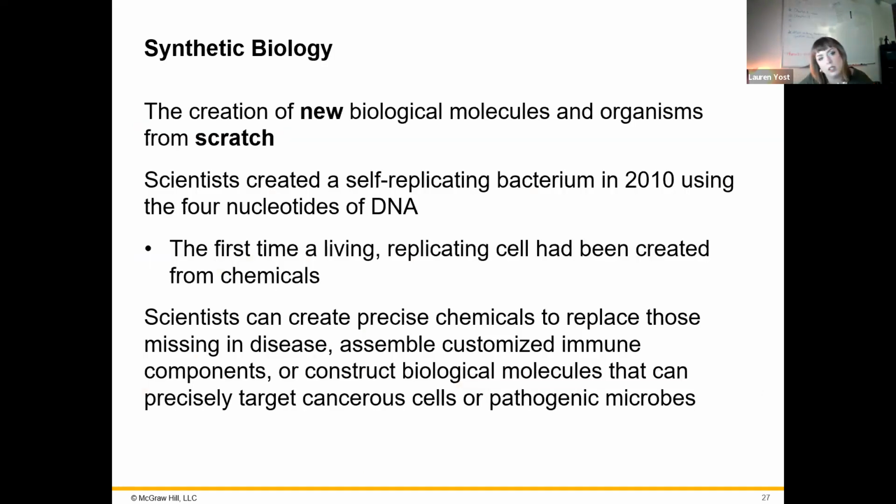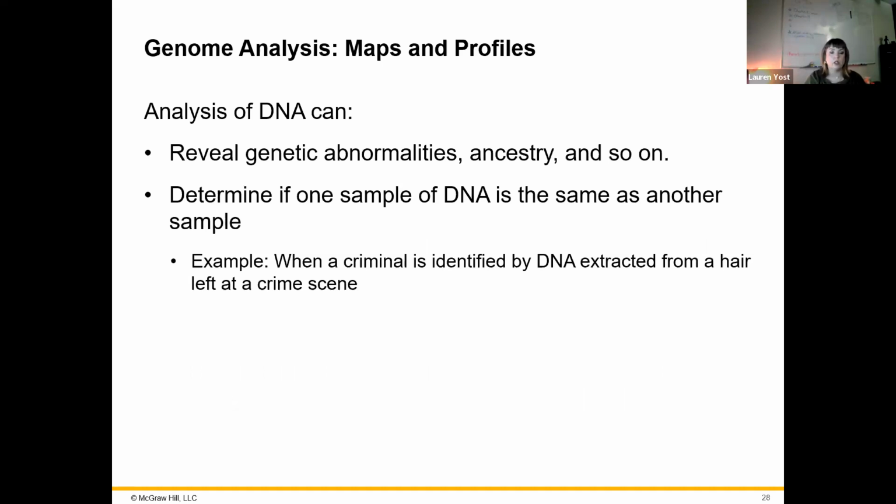Synthetic biology is talking about the creation of new biological molecules and organisms completely from scratch. You can do this using just the nucleotides by themselves. This has been done, and we have created living cells using this concept, using just chemicals.